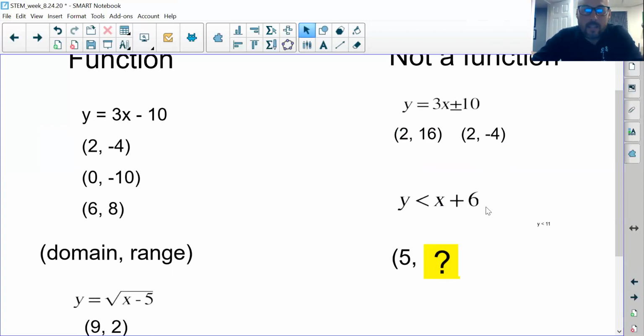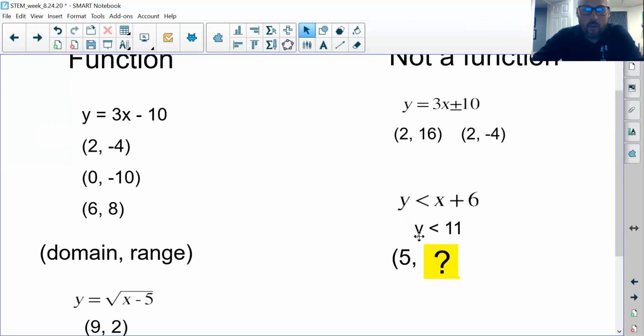y is less than x plus 6. Well, if you plug in 5 into x, what is the result? If you plug in 5 into x, what you're really saying is y is less than 11. So here it was very, very determined. If you plug in 6 for x, you're going to get 8. You just follow the rules. You multiply, you subtract, you get 8. Here you have more freedom. If x is 5, the result is y is less than 11.